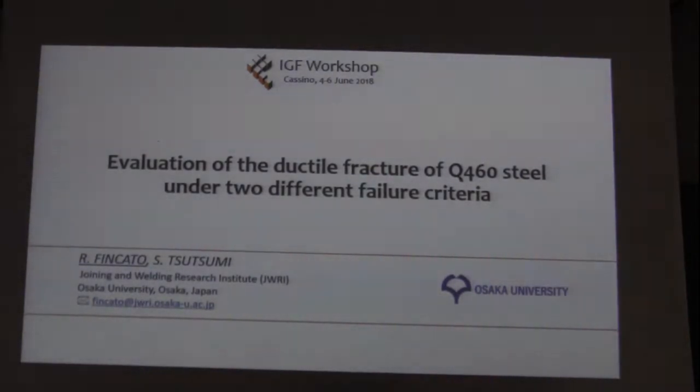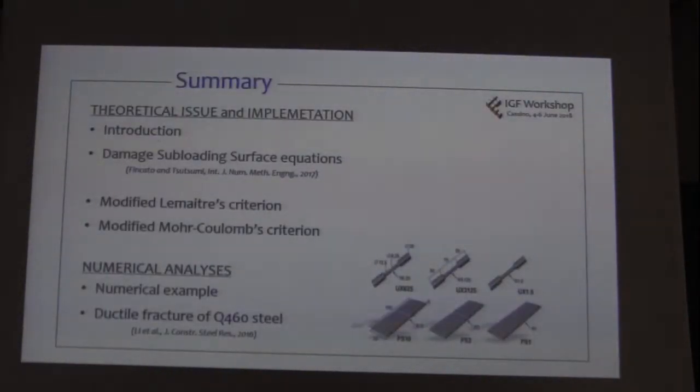So, first of all, I will move to the summary of my presentation. After a brief introduction, I will present the constitutive equation for the subloading surface model and the two failure criteria we adopted for the evaluation of the metal ductility, the modified Lemaitre criterion and the modified Mohr-Coulomb criterion. And then I will show some numerical analysis.